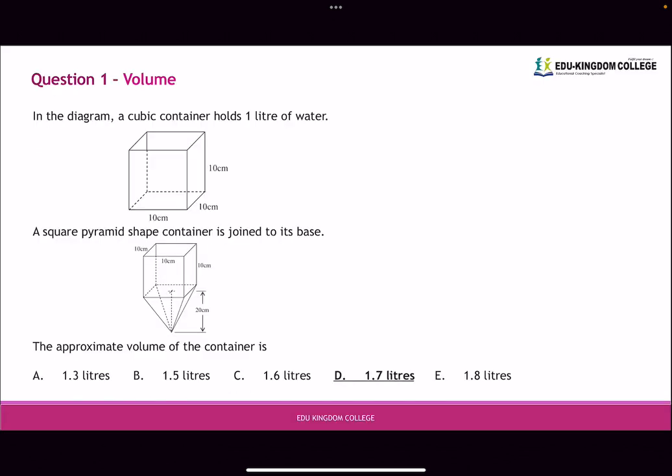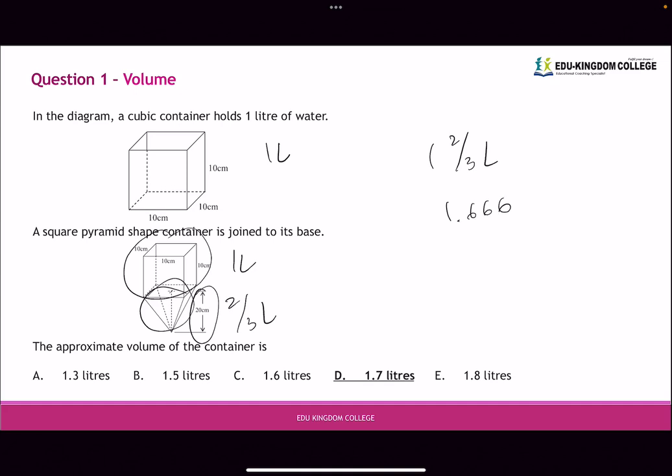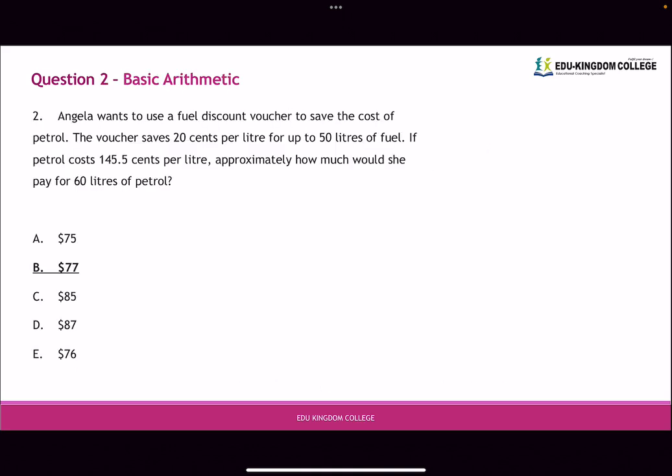Now, let's get started straight away. We have a cube that holds 1 liter of water. We have the same cube here, so that's 1 liter. And then we have a pyramid. That should be 1/3 of the volume, but it's 20 centimeters in height, so double the height of the cube, which means it's going to be 2/3 of the volume. So 1 liter and 2/3 of a liter, which is 1.6666. If you round that up, it's close to 1.7.